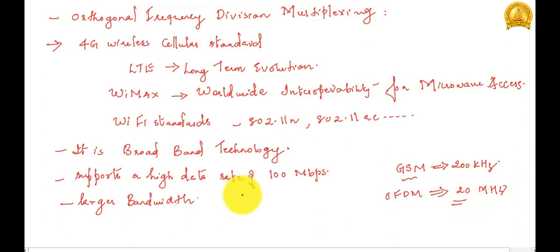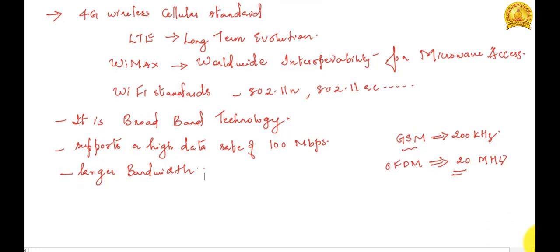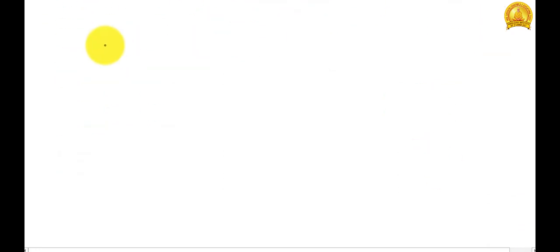And which implies what? Which implies higher bandwidth, so which implies the higher data rate also. And this is the reason why we use OFDM in 4G wireless standards. Now, not only for cellular standards, but several Wi-Fi standards or WLAN standards also use OFDM, because it has a higher data rate. Now, let's see what is the principle behind this OFDM.